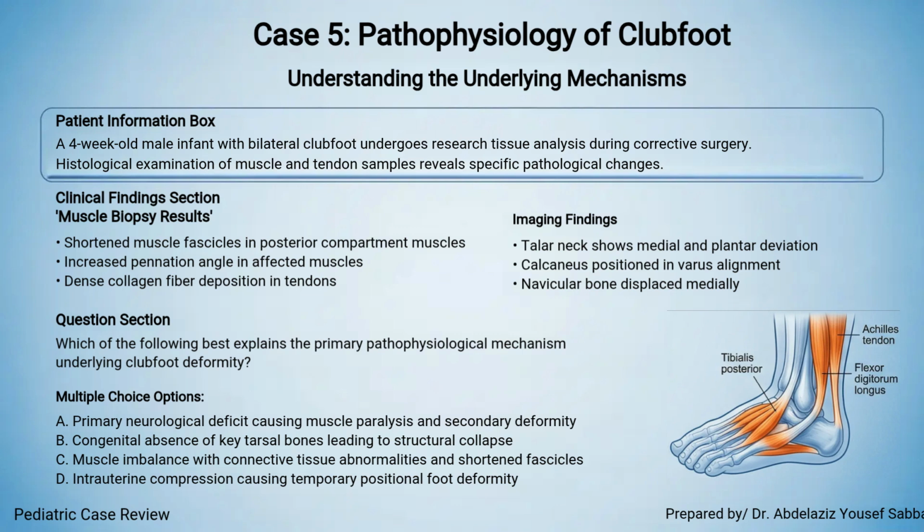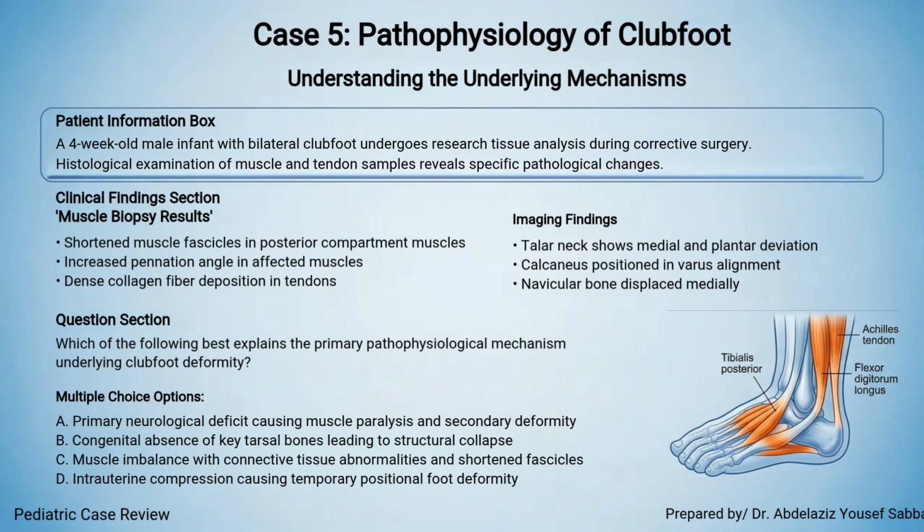Case 5. A 4-week-old male infant with bilateral clubfoot undergoes research tissue analysis during corrective surgery. Histological examination of muscle and tendon samples reveals specific pathological changes, including shortened muscle fascicles in the posterior compartment muscles, increased pennation angle in affected muscles, and dense collagen fiber deposition in tendons. Imaging findings show medial and plantar deviation of the talar neck, calcaneus positioned in varus alignment, and the navicular bone displaced medially. Which of the following best explains the primary pathophysiological mechanism underlying clubfoot deformity?